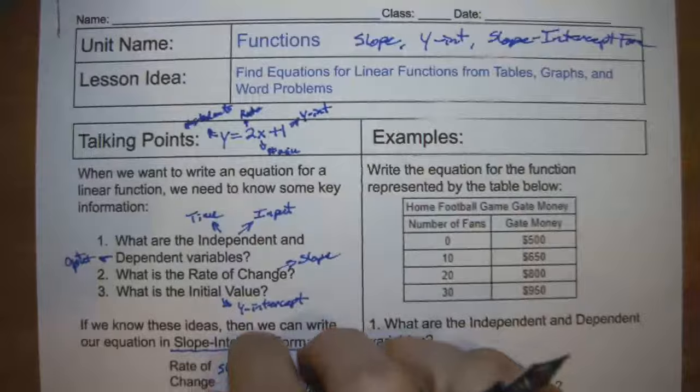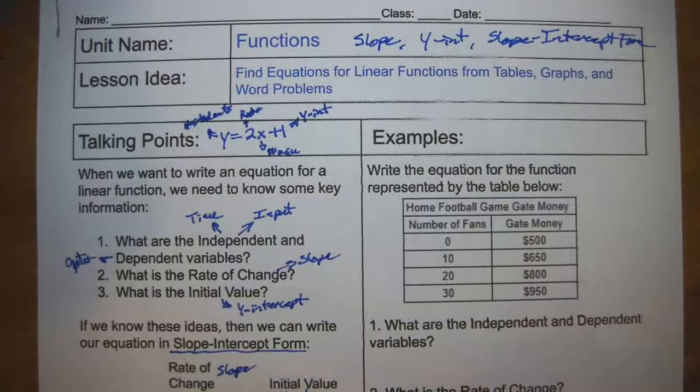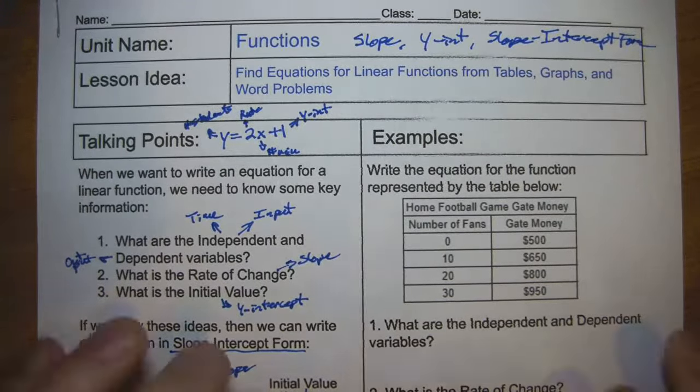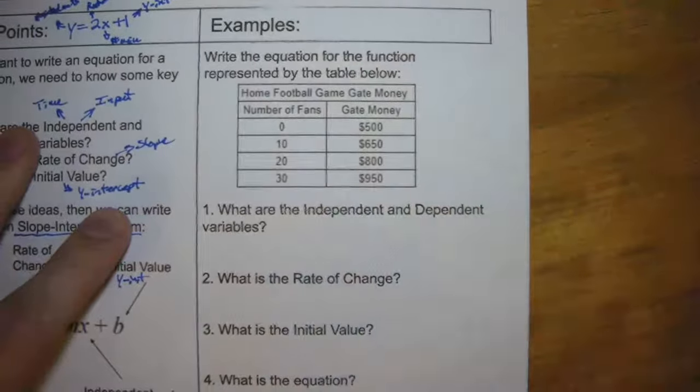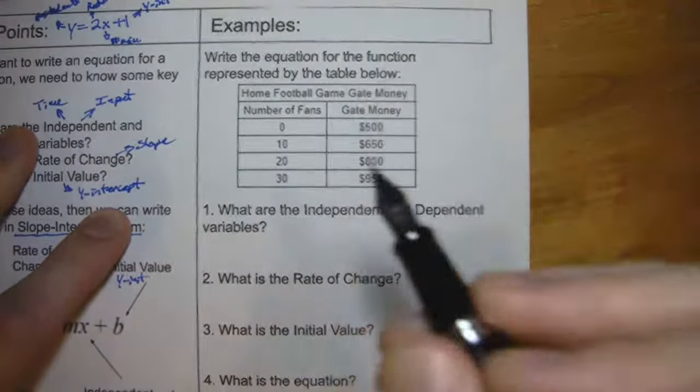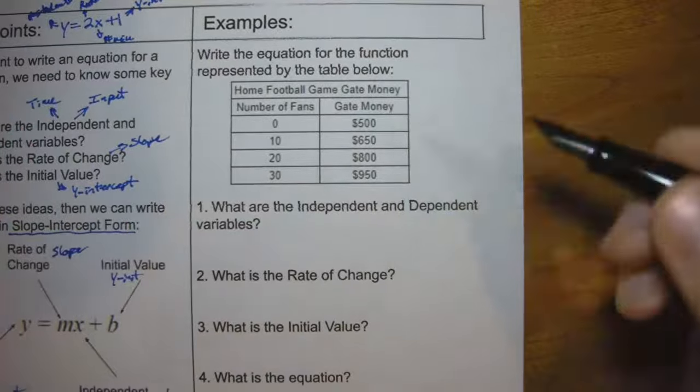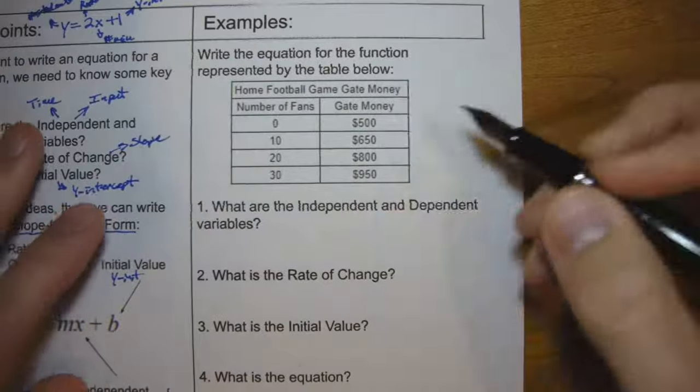So we can use these to predict future events, things that we aren't sure about yet, but our function could help us predict. So let's take a look here. We'll work through some examples and see how we can generate these equations. All right, so take a look. First one, we need to write the equation for the function represented by the table below. So let's look at the table first before we get into our questions.